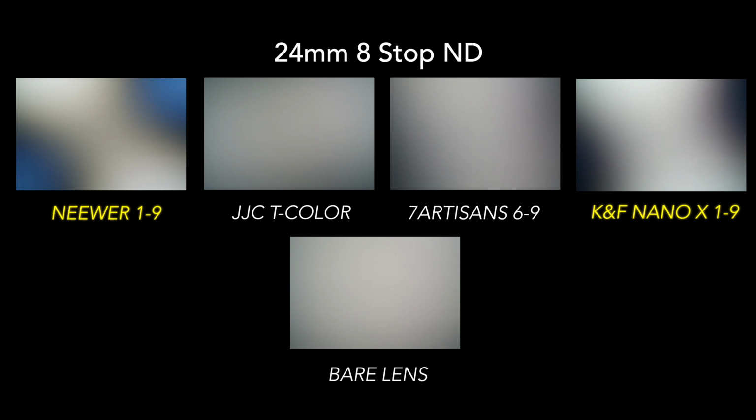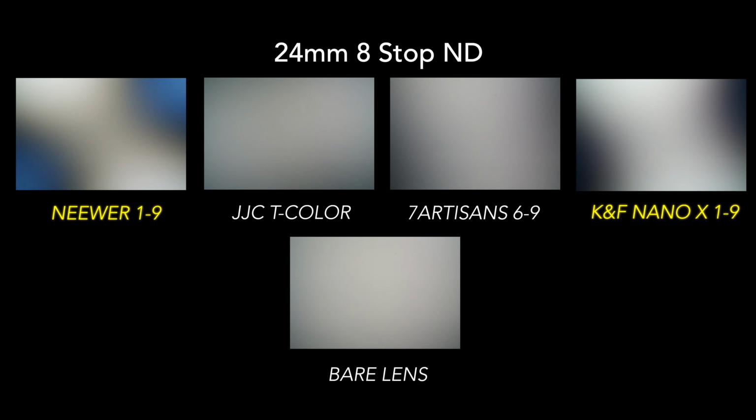But when we compare that to the JJC True Color, which is a filter that has a clip-on magnetic front, which turns it from a 1 to 5 to a 6 to 10, and the 7 Artisans, which achieves this by having a completely separate filter for 6 to 9, comparing to the bare lens, those are completely usable. I think the JJC True Color is probably the best of them.